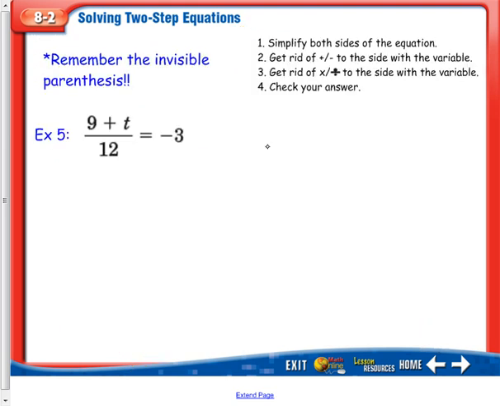All right, for this type of problem, I wrote a little note here. Remember the invisible parentheses. Remember, order of operations. This is actually parentheses up here. So normally we get rid of the addition and subtraction first, but we have it inside of parentheses. So the first thing you need to do, okay, let's rewrite it. 9 plus t, all divided by 12, equals -3. The first thing we need to do here is actually take care of this, because again, PEMDAS.